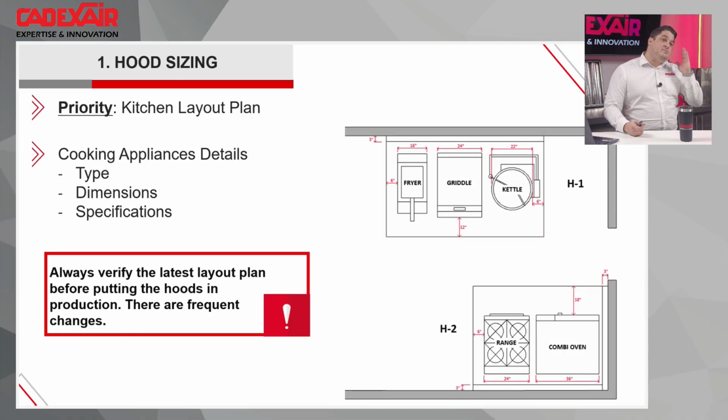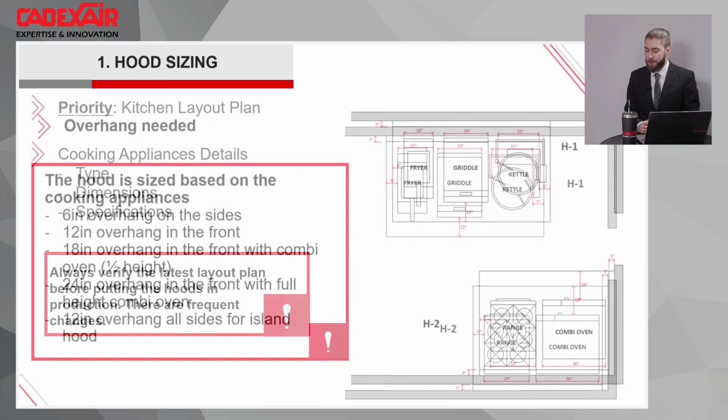So the first time, before putting the hood in production, and also before doing the pre-pipe inside of the kitchen exhaust hood, we always require the most updated drawing to be sure to have the nozzle right at the right place when we do a kitchen exhaust hood pre-pipe. Perfect. I'll try to keep that in mind.